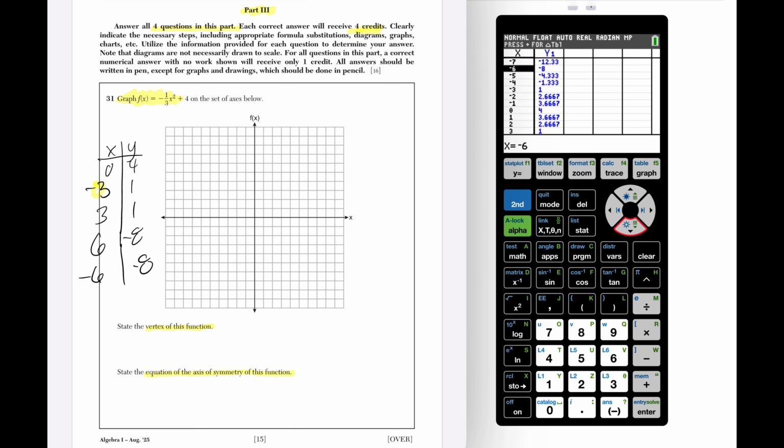So (0, 4), so 0, 1, 2, 3, 4. Okay, that's the top. And then I'm going to put my other ones, (-3, 1). 1, 2, 3. Here's (-3, 1). And 1, 2, 3. Positive (3, 1). And then I'm going to go and make the other ones. So 6, 4, 5, 6. 1, 2, 3, 4, 5, 6, 7, 8. And I'm going to do the same thing on the other side. So 4, 5, 6.